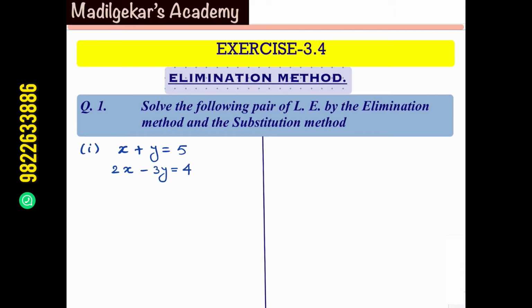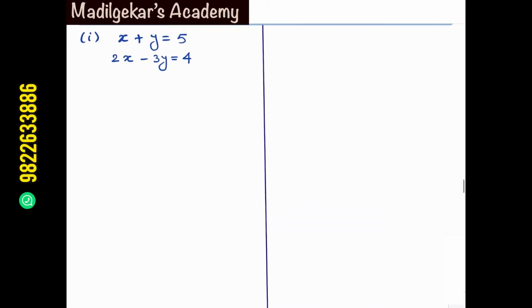Question number 1. Solve the following pair of linear equations by elimination method and by substitution method. So this particular question is to be solved by both methods, elimination as well as substitution. Substitution we had studied in detail in exercise 3.3. So the first bit is x plus y equals 5. Let this be equation 1. The second equation is 2x minus 3y equals 4.